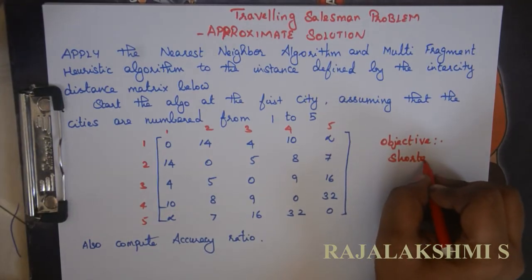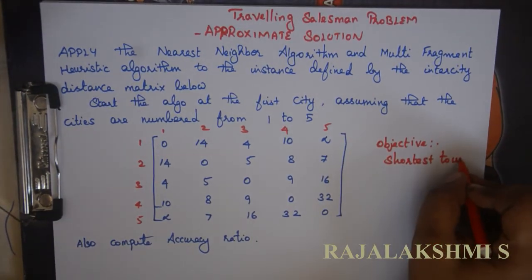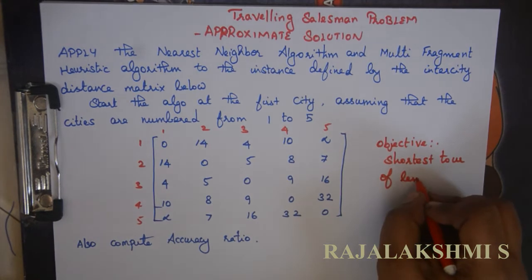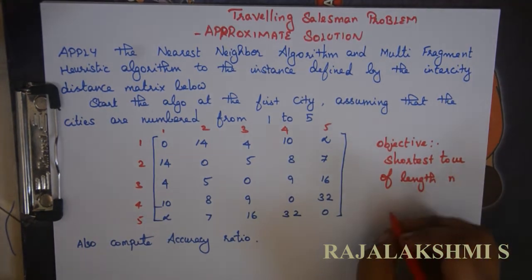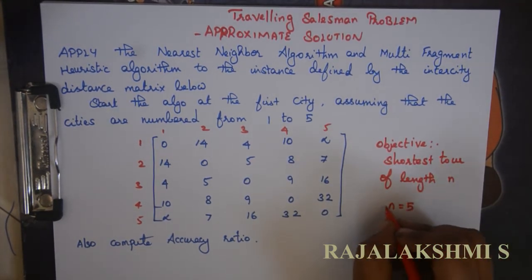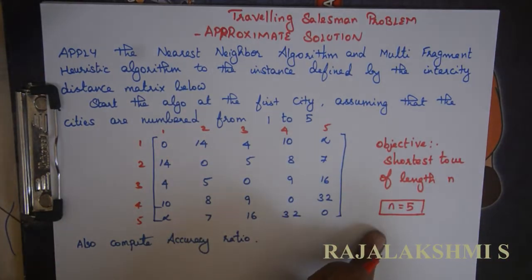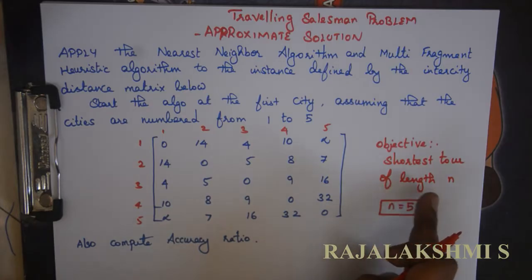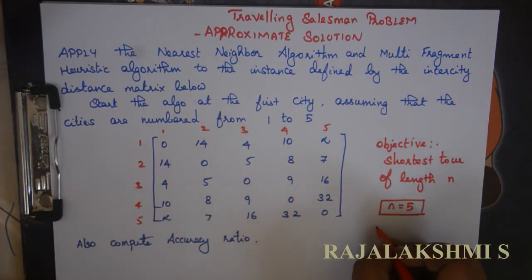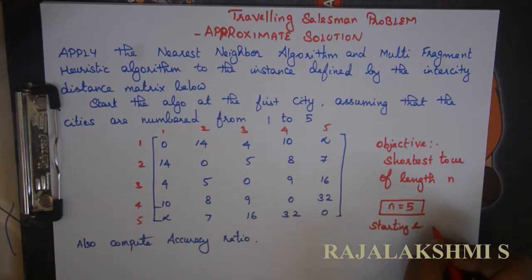of length n, where n is equal to 5. That is the number of cities given in the problem. So here n is equal to 5. The objective is to find the shortest tour of length n in such a way that the starting and ending city must be the same. In between, all the cities have to be visited exactly once.